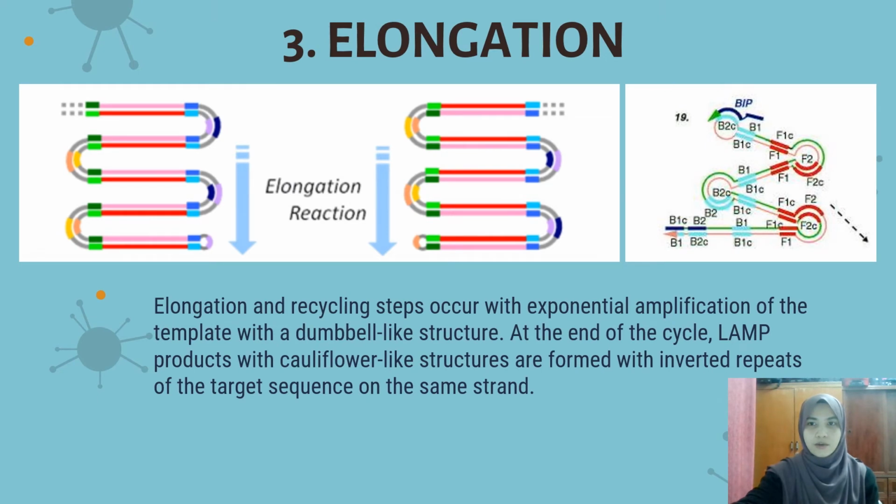The last one is the elongation process. The elongation and cycling steps occur with exponential amplification of the template with a dumbbell-like structure. So at the end of the cycle, LAMP products with cauliflower-like structures are formed with inverted repeats of the target sequence on the same strand.